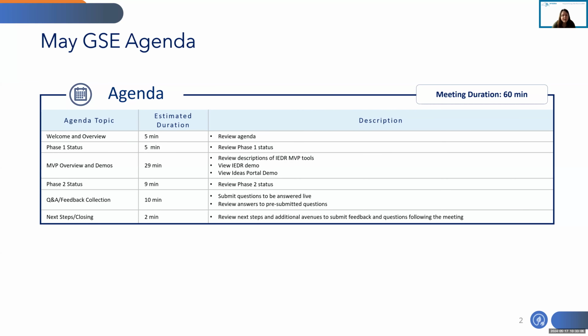And then you'll see a demo of the platform and also a demo of our ideas portal, which is our feedback mechanism. So we'd love to hear from all of you on features and things that we could do to improve the IEDR. And then after 29 minutes or so, we'll move into our phase 2 status, which is the current status of our program and what we're looking ahead to. And then we'll have about a 10-minute Q&A segment where we'll answer questions from the audience and any pre-submitted questions as well. And then finally, we'll wrap up with next steps and closing.